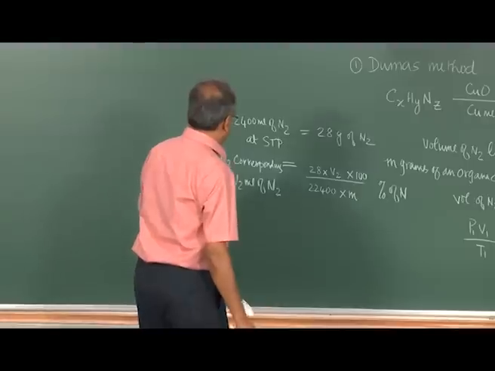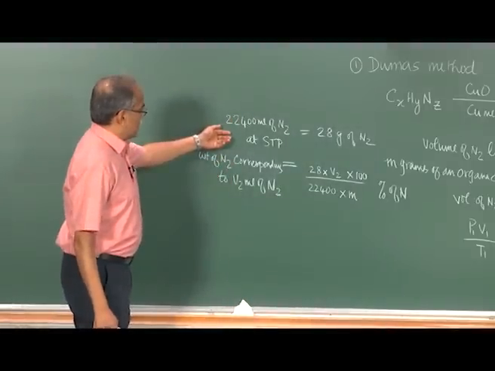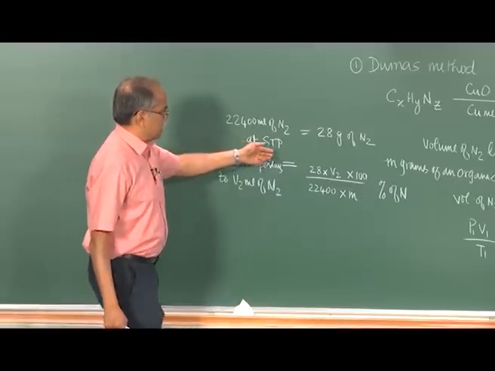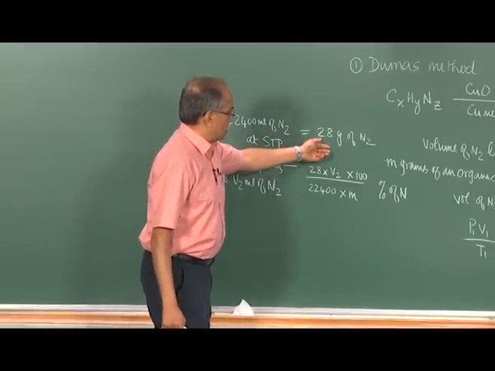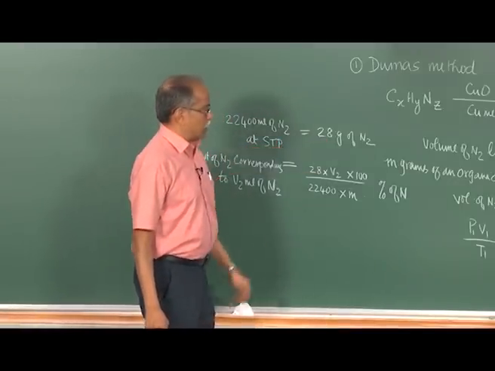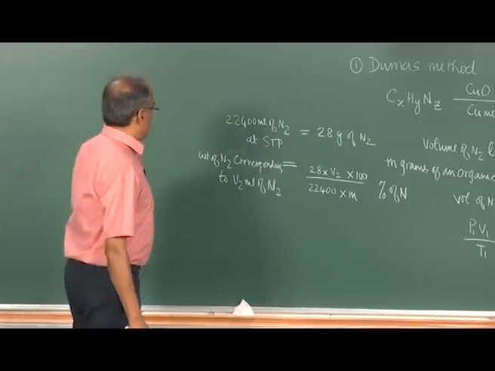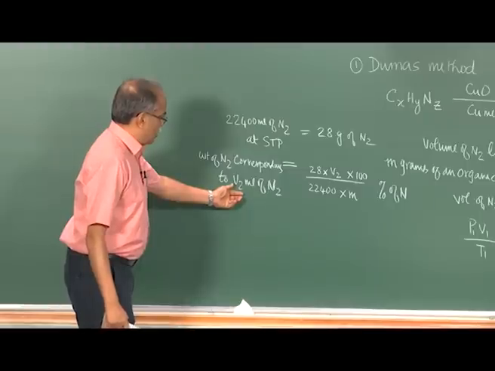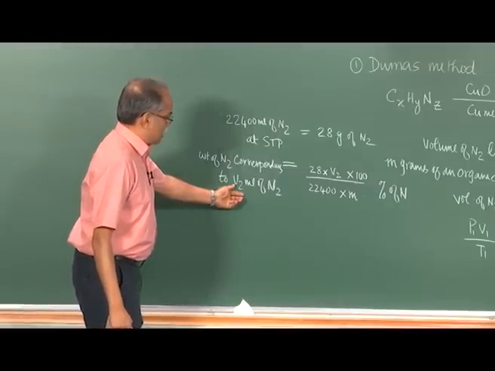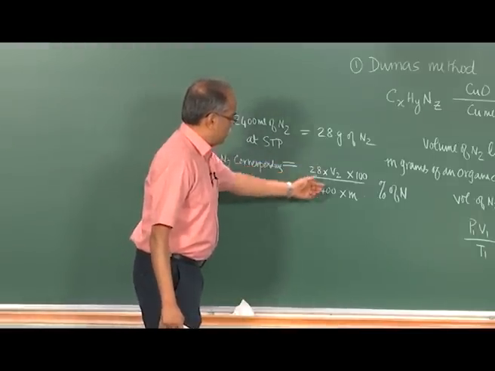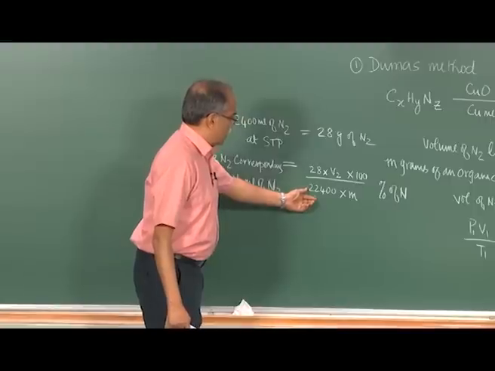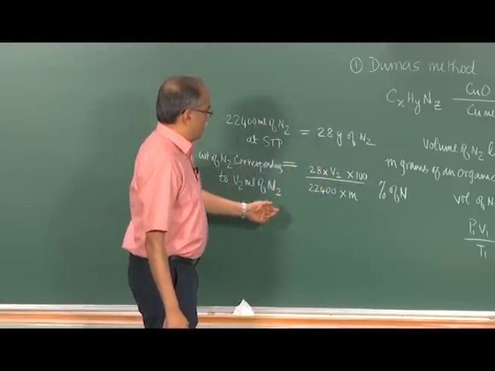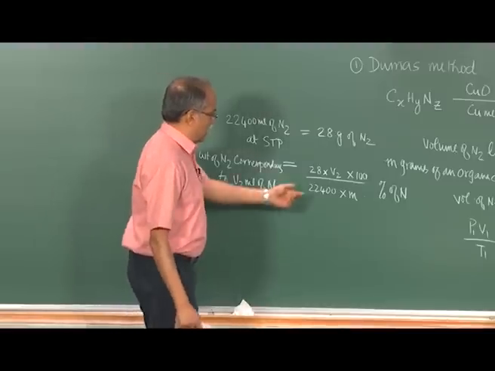Once you convert that, then we have this expression that 22,400 milliliters of nitrogen at standard temperature and pressure condition corresponds to 1 mole of nitrogen, or 1 molecular weight of nitrogen, that is 28 grams of nitrogen. So, if the weight of nitrogen has to be found out for the V2, which is the volume being collected at STP, this would be the expression: for 22,400 milliliters it is 28 grams. Therefore, for V2 volume of the nitrogen collected at STP, how many grams of it.